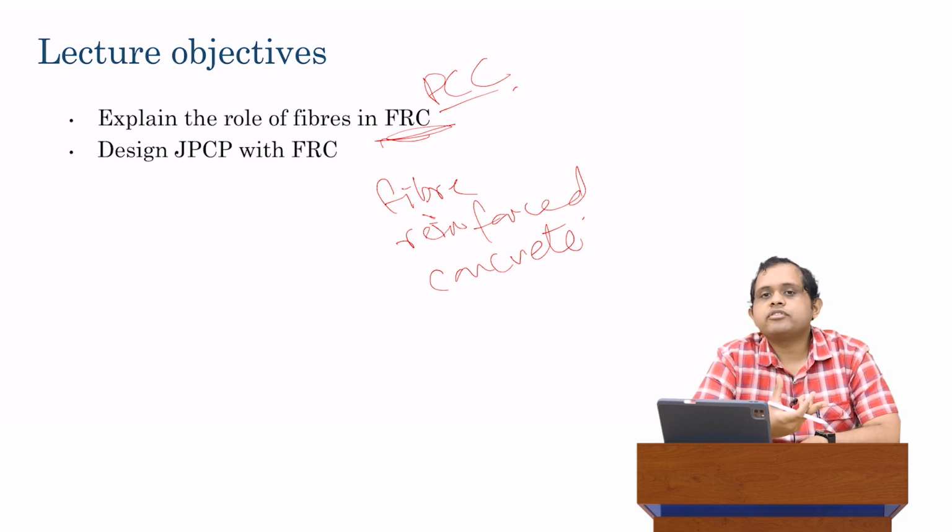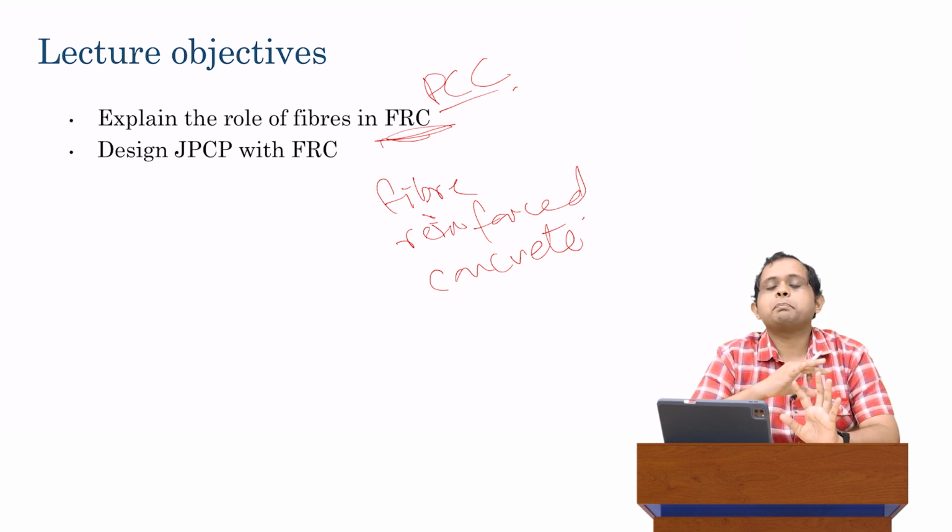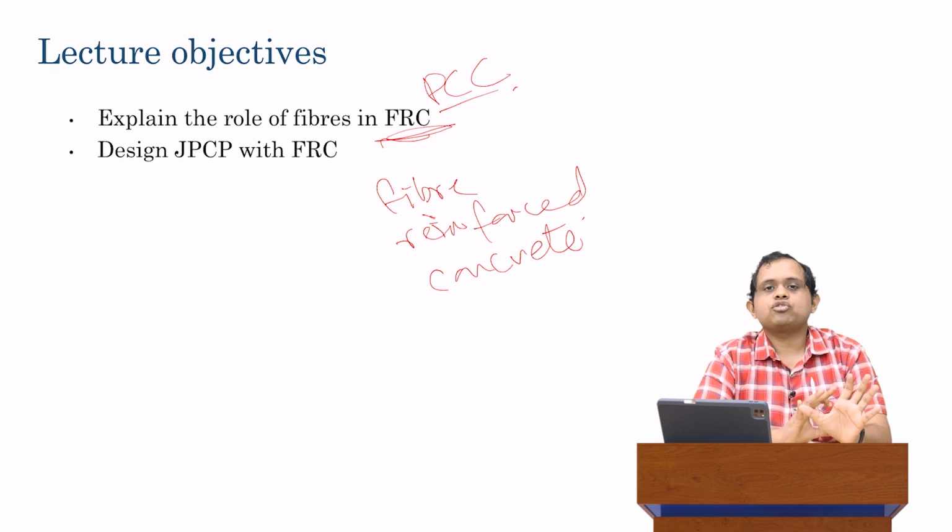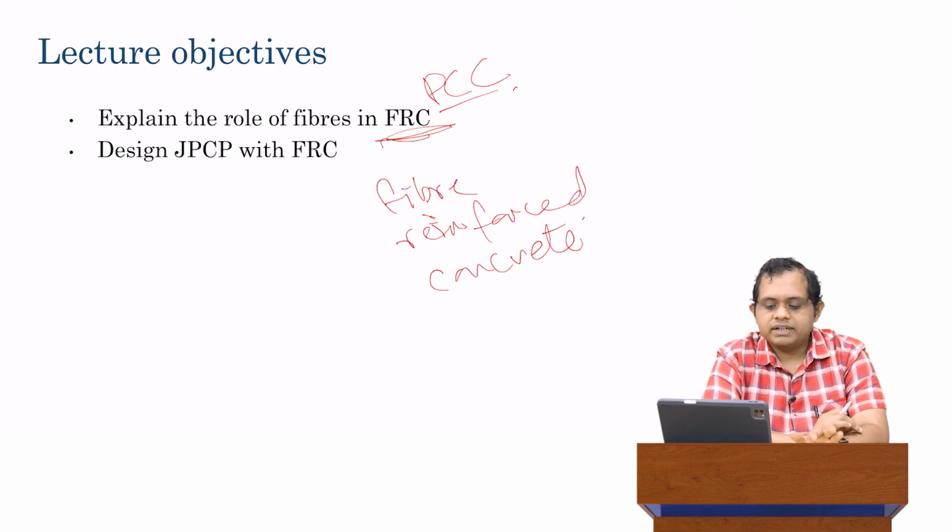We'll talk about what type of fibers and what dosage in a bit, but FRC is what we call this particular material. So we don't have an FRC pavement. We can have an FRC JPCP or a JPCP that's using FRC. But FRC on its own is not actually a pavement type.